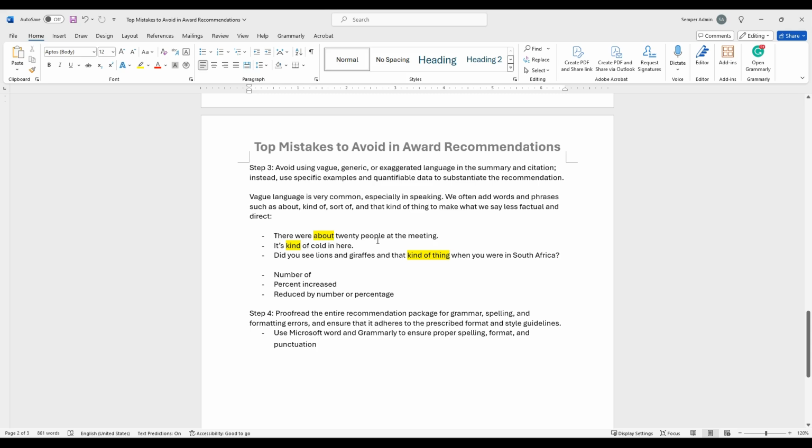"There were about 20 people at the meeting" is an example of one of these words that you don't want to use. They're not very strong. They're very generic or vague. "It's kind of cold in here." Instead, "It was 20 degrees in the room, which resulted in it being cold," or something like that. You want to give the fact of the number that you're trying to give instead of "about." Sometimes we use the term "over" a lot, I do see. Remember, "completed over so many" is a little bit better of a word than "about."